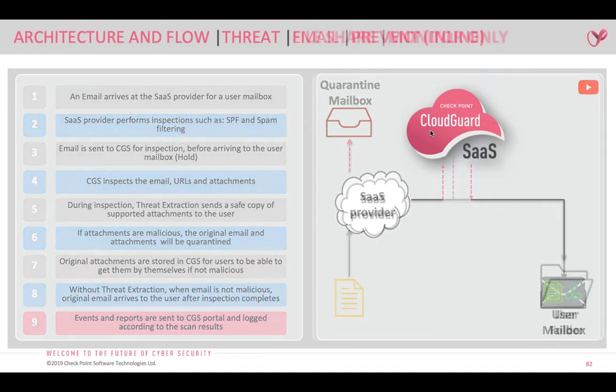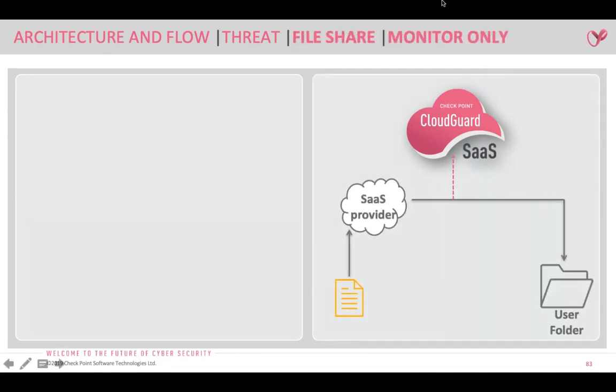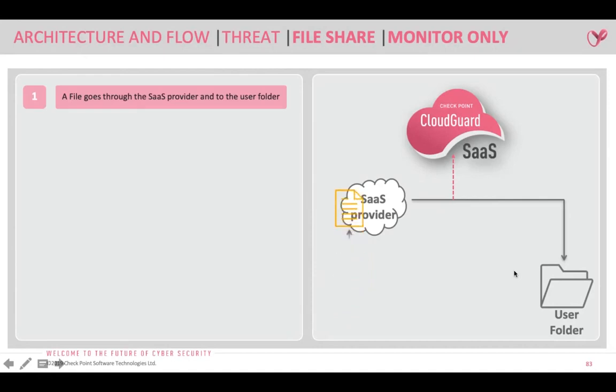So moving on, then comes threat protection for file shares in monitor only mode. In this case, we have this SaaS provider over here, and then we have our CloudGuard SaaS server over here, and this is the user's folder. So a file first reaches the SaaS provider, and then the SaaS provider would forward it to the user folder.